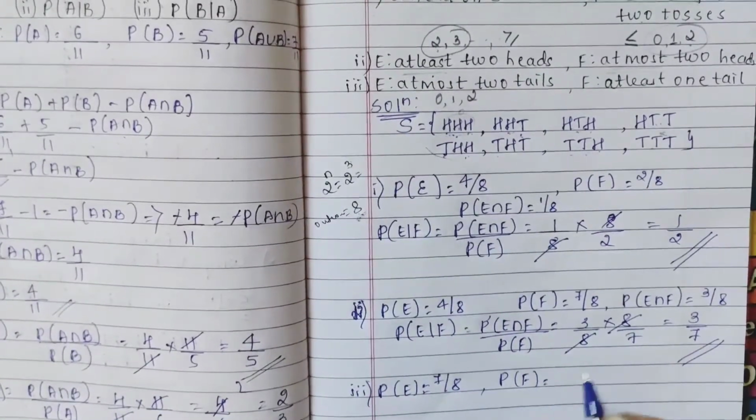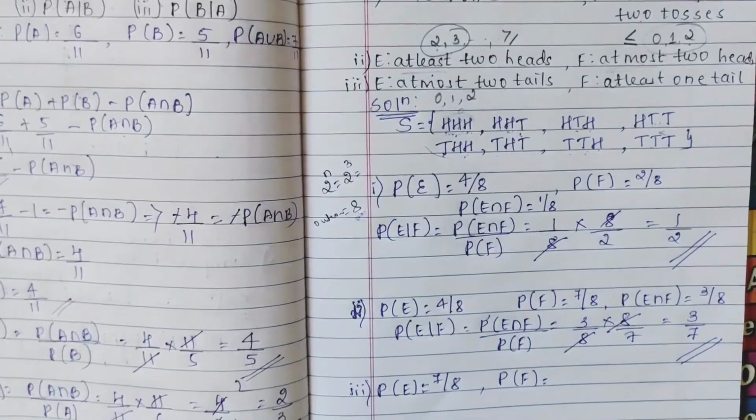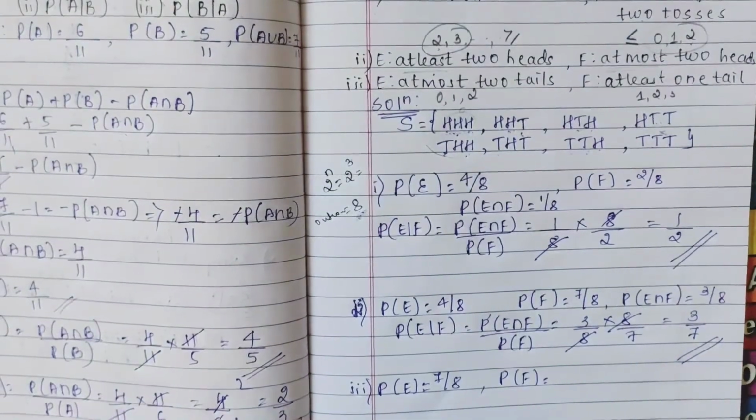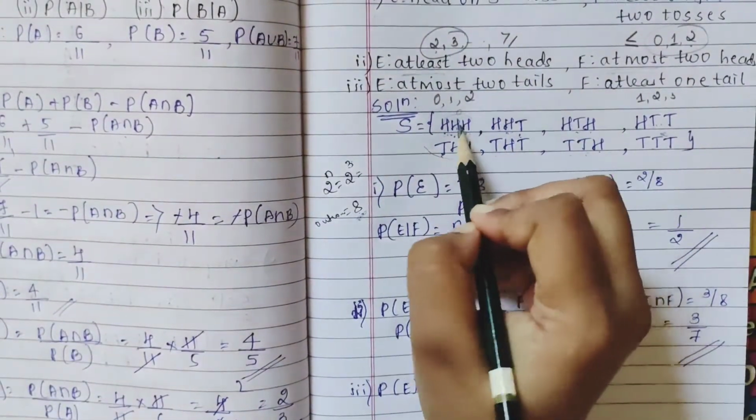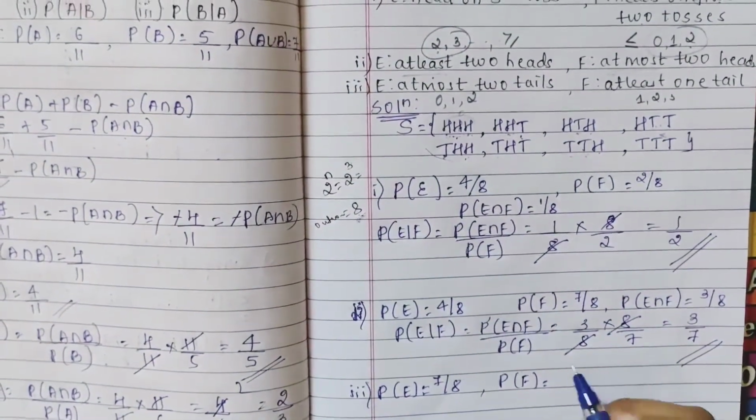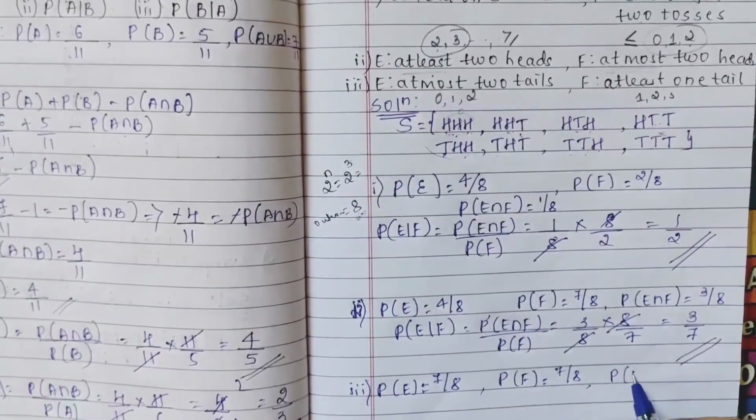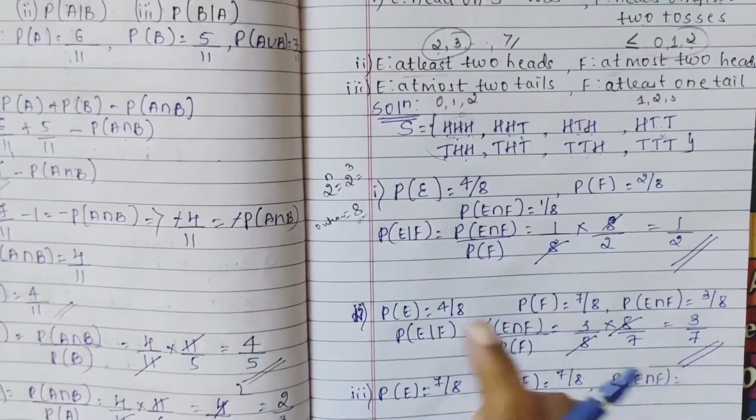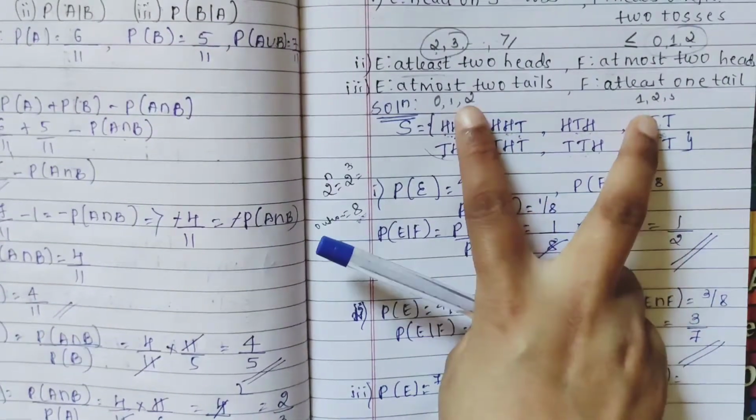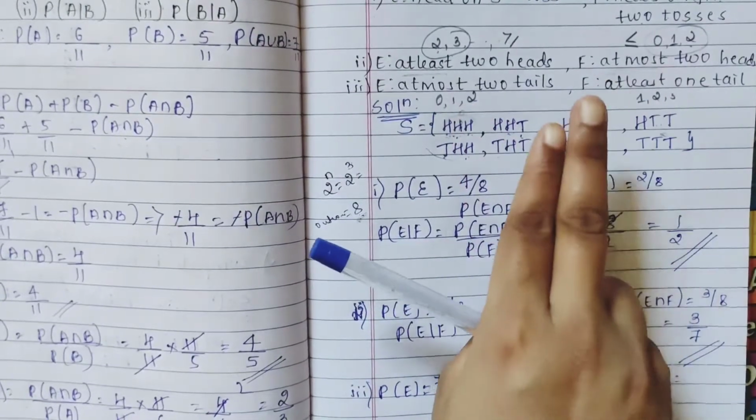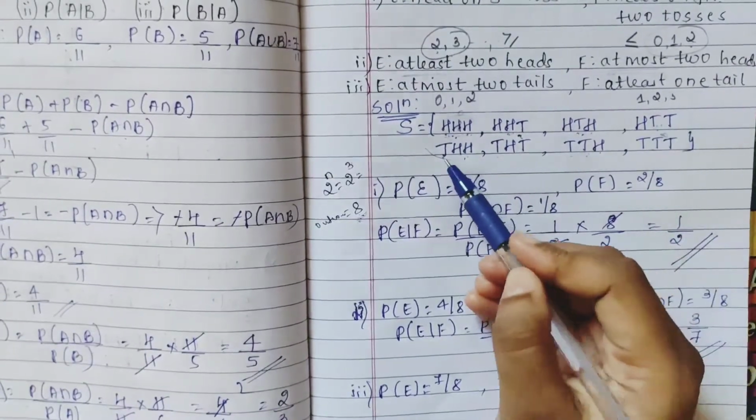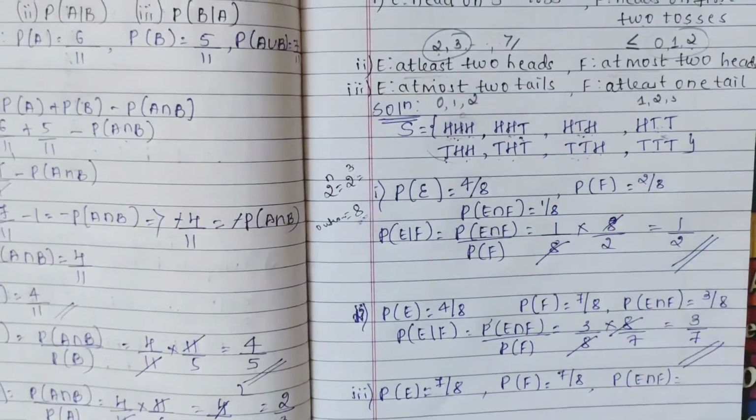P of F, what is it telling? At least 1 tail. At least 1 tail means it can be 1, it can be 2, it can be 3. Leaving this, everything you are taking. So this also you will get 7 by 8. In this, P of E intersection F, what will you get? Here it is 0, 1, 2, here it is 1, 2, 3. So common is 1, 2. So you have to consider where 2 tails also, 1 tail also is there. So it will be 1, 2, 3, 4, 5, 6.